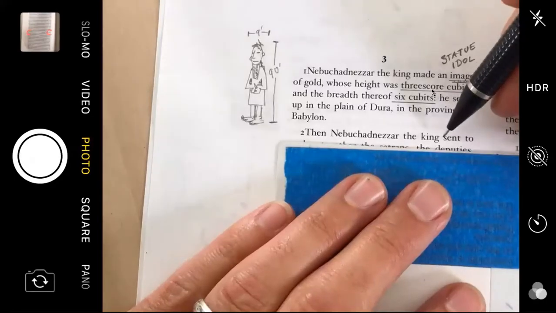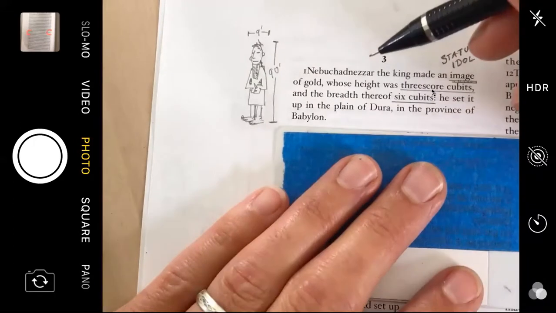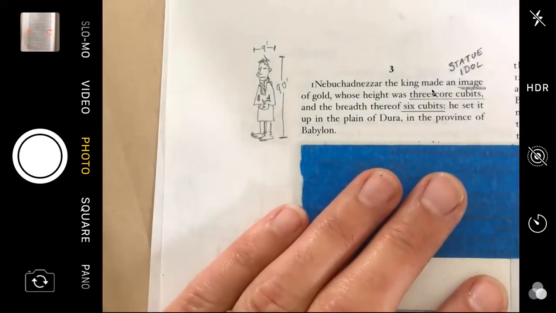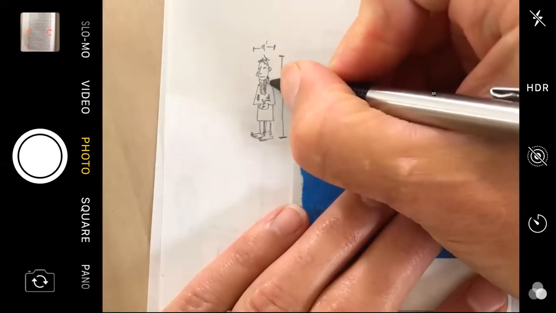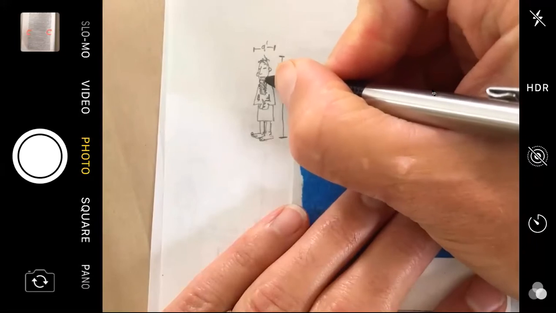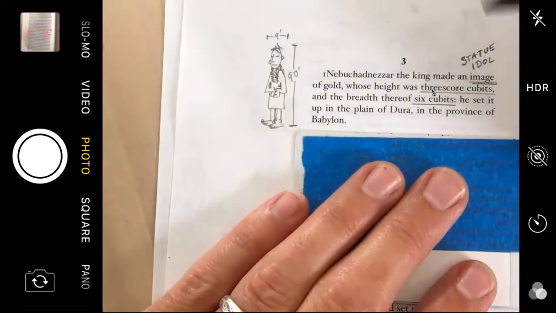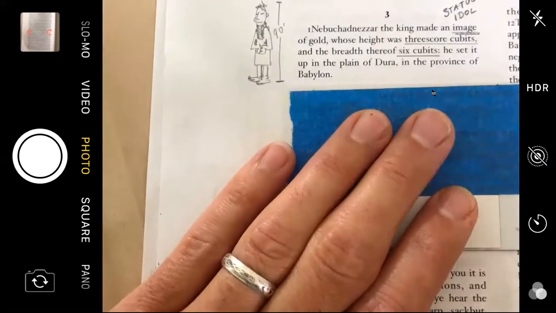Now think about it. He just built a 90-foot tall statue, and he's going to gather everyone together, right? Do you think Nebuchadnezzar building the statue is a very humble thing, or he's a little bit proud of himself? I think he's proud. He is full of himself. He's so proud of himself. And the storytelling makes it sound that way, all right? So when I read it, it's going to sound very repetitive and very silly.